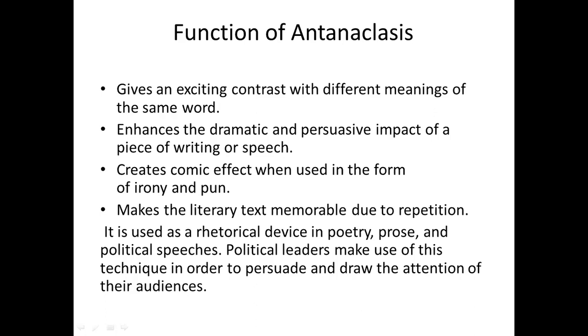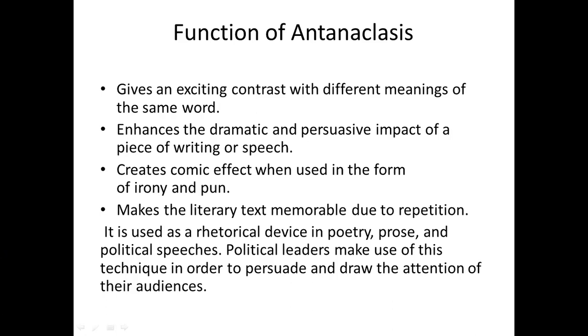Now, the function of antanaclasis: it gives an exciting contrast with different meanings of the same word. So sometimes, for example, ينسى وأنسي, they're not the same. So this contrast, again, may be of importance to the text. It also enhances the dramatic and persuasive impact of a piece of writing or speech, and creates a comic effect when used in the form of irony and pun. A question you might ask is, what's the difference between antanaclasis and puns? We're going to get to that in a minute, okay?